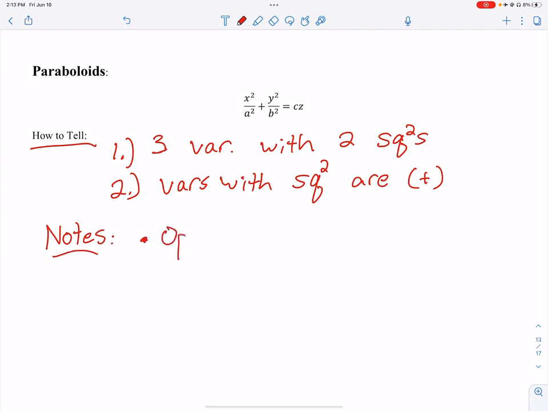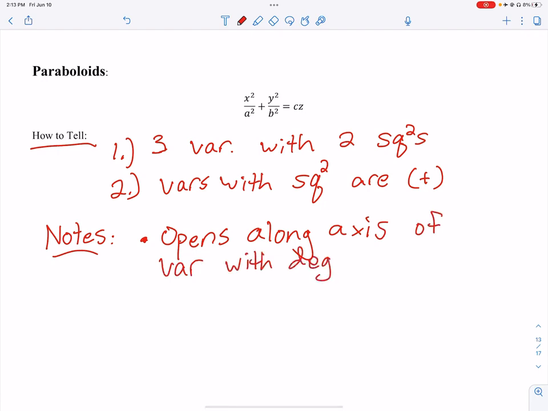It opens along the axis of the variable with degree 1. So just like a parabola, this is going to open up in a direction. And it opens up with the variable in degree 1. In this example, this standard form, that's z. The c here gives direction.